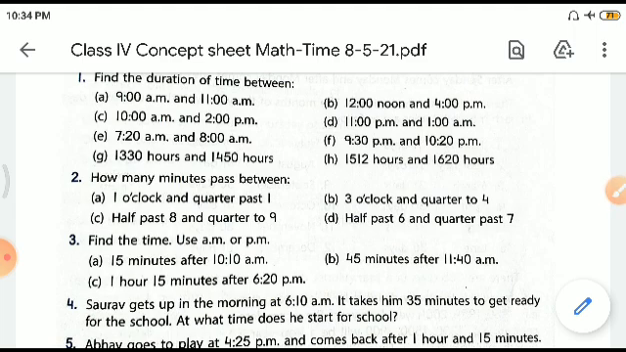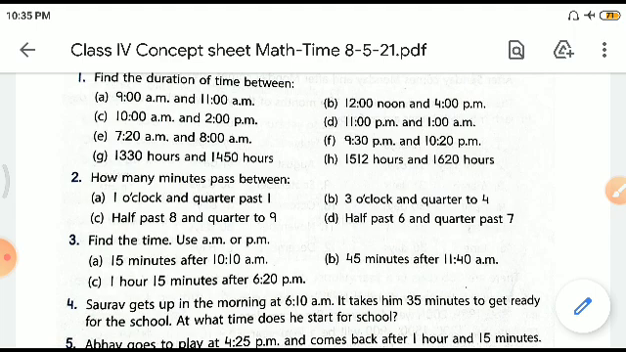12 noon to 4 p.m. We have to do the same thing. It is in PM, so 12 plus 4, 16, and 16 minus 12 is 4 hours. And this is how you will be doing question number 1 of the concept sheet.